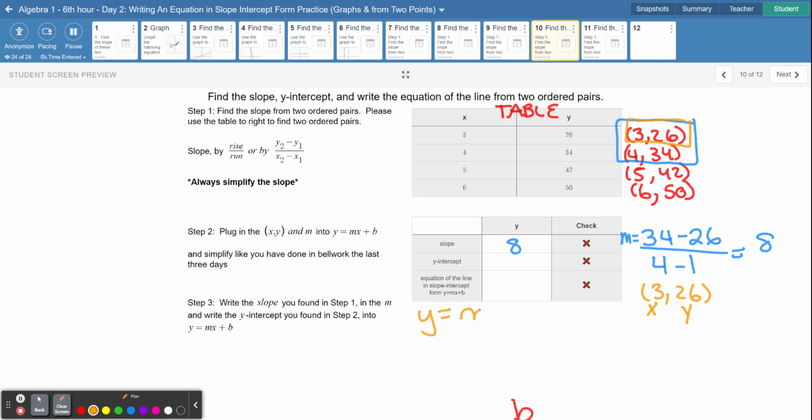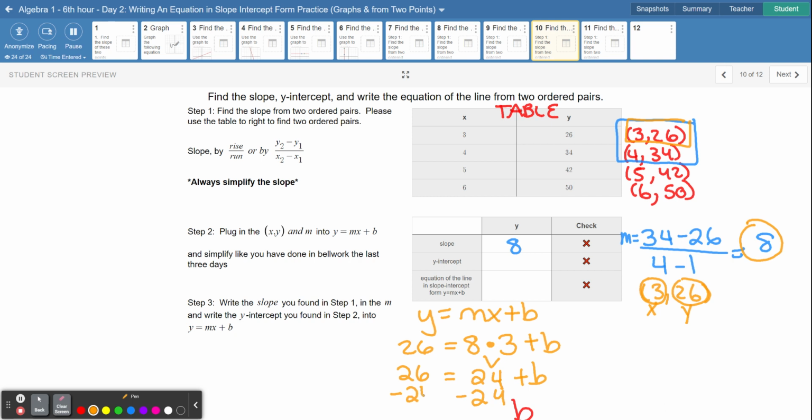So we have y equals mx plus b. My y value is 26. My m value is 8. Now remember, this is multiplying. And then I have to multiply it with my 3. And then we simplify. One-step equation, my b equals 2. So then I have y equals 8x plus 2. And then you can do number 11 the same way.